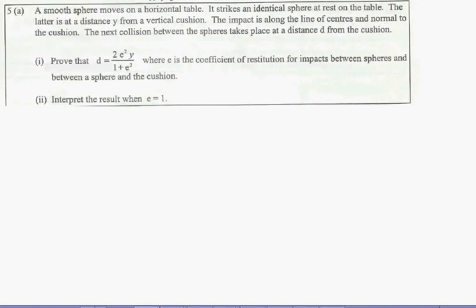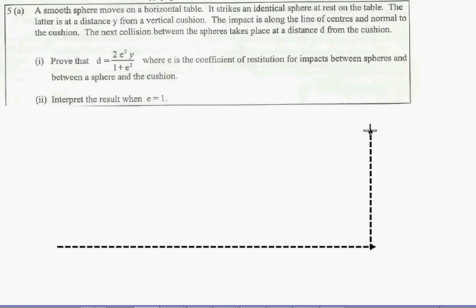Now, a smooth sphere moves on a horizontal table. It strikes an identical sphere at rest on the table. The latter is a distance y from the vertical cushion. Okay, so here's our vertical cushion here, and then we have two spheres. There's one. There's two.